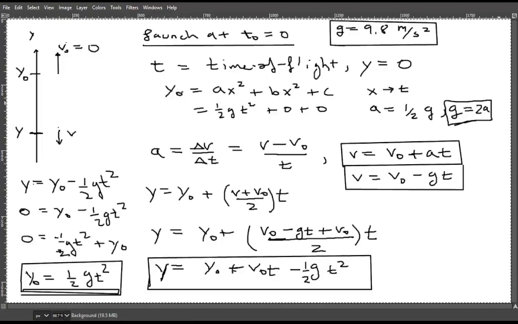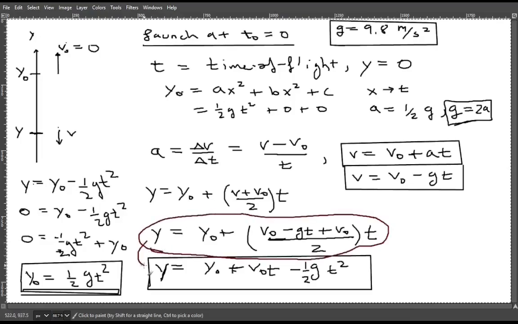v0 times t. Take a minute if you need to show that this expression here can be written as this expression for y down here. Just a reduction, so we'll see that y is equal to y0 plus v0t minus 1/2 gt squared, and that's the equation for the position y as a function of time and the initial conditions and gravity. This is the expression we were looking for all along.